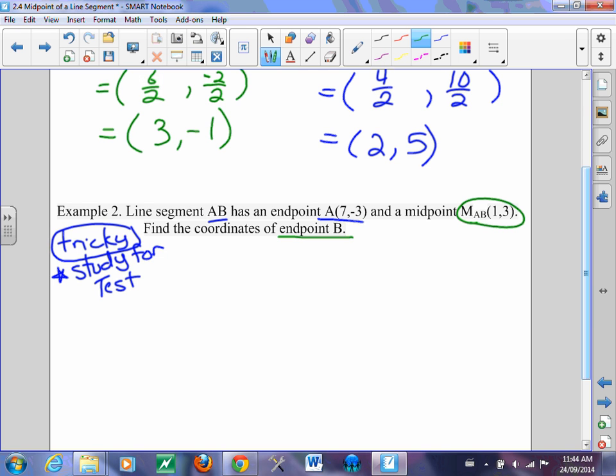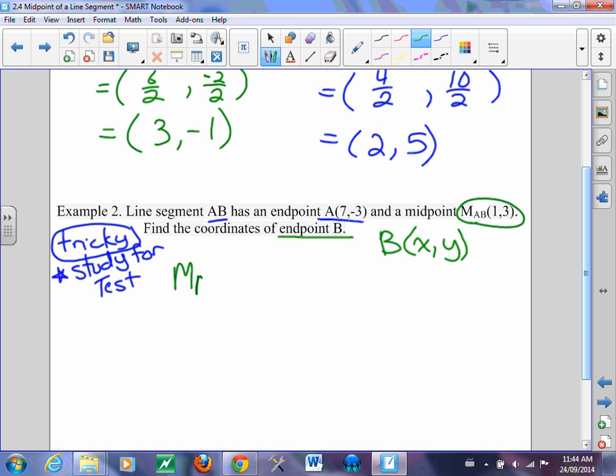So what's tricky is you're not finding the midpoint because the midpoint's given. You're actually finding an endpoint. Okay? And you got to be careful. So what we're actually looking for, we're looking for B, which is (x, y). We don't know what they are, but we're going to find them. You can say, huh? How do we do that? Well, let's just remember what we know.